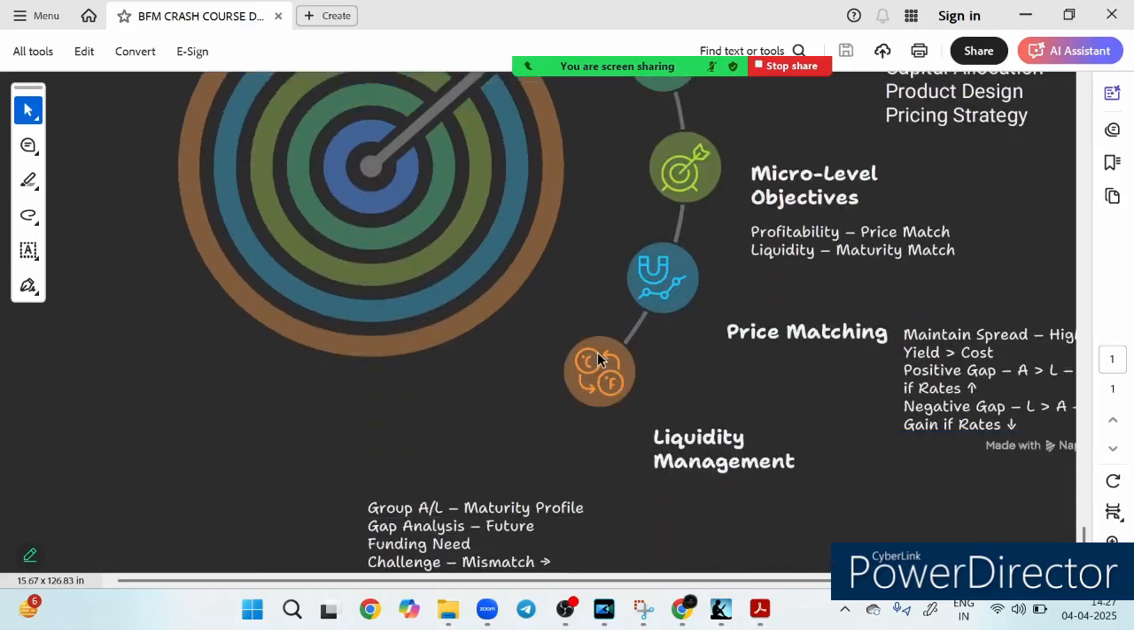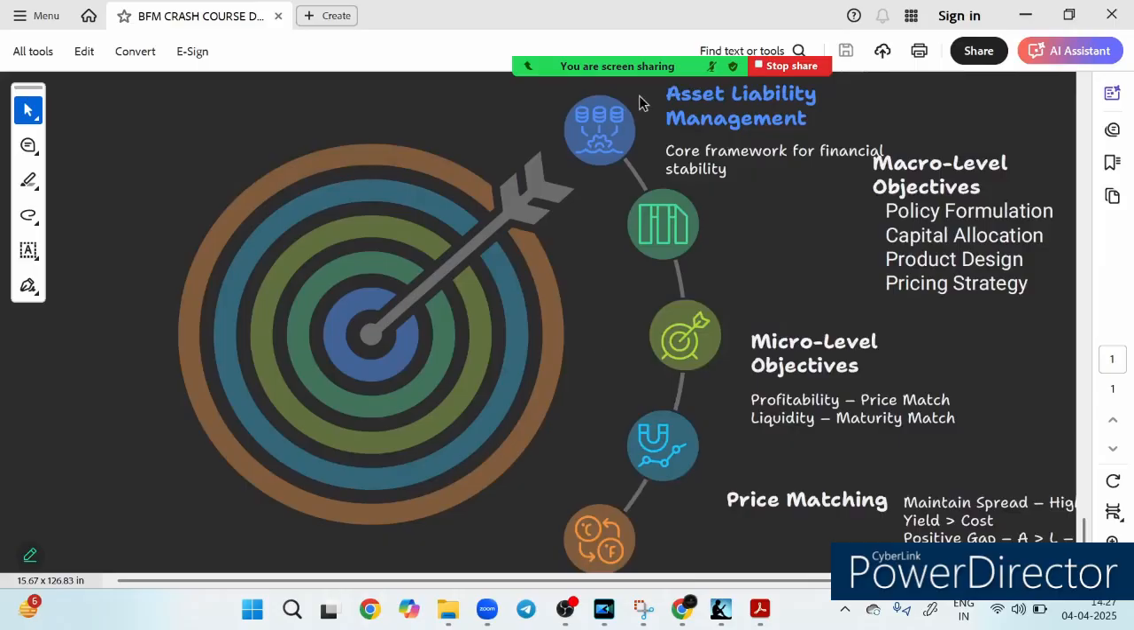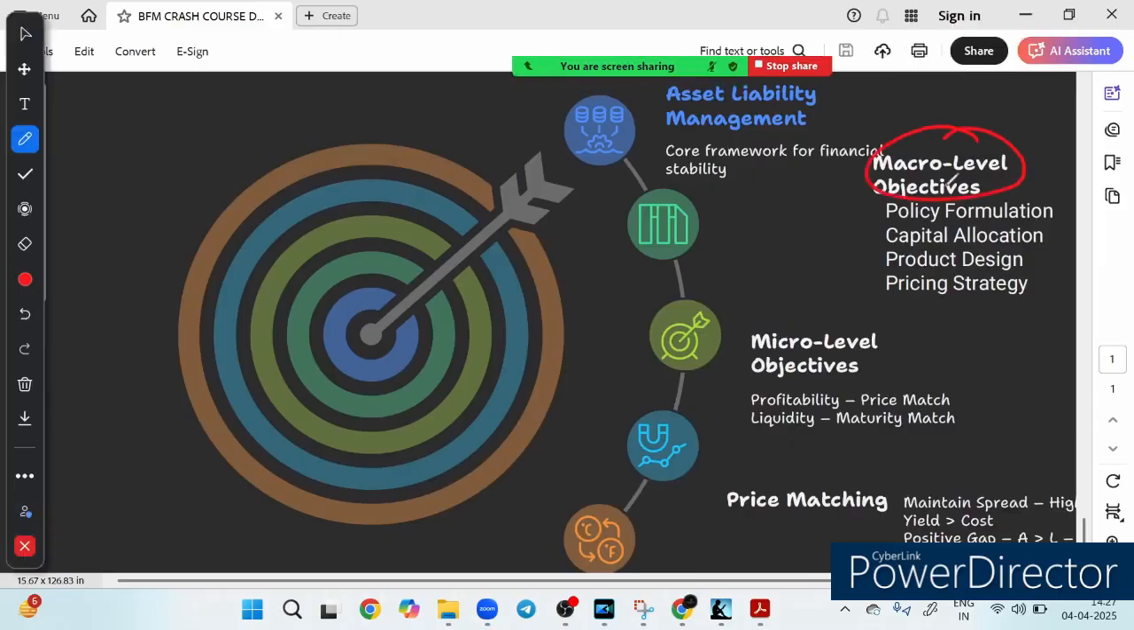ALM, that is what ALM helps with. So let's look at the macro level objective. What is the macro level objective of ALM? The first is policy formulation. At a higher level, the bank focuses on policy formulation, which means setting a clear financial strategy; capital allocation, which means smartly distributing the funds; product design, which means creating profitable banking products; and pricing strategy, which means deciding the right interest rate for loans and deposits at the macro level.